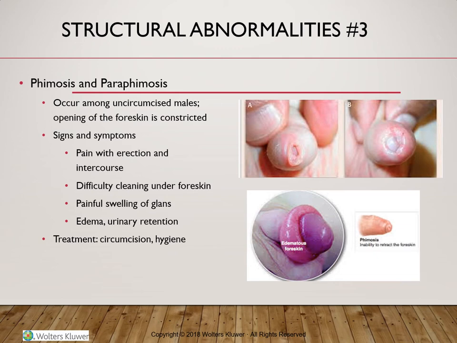If this condition continues, both of them, but especially paraphimosis, which is a bigger emergency, we end up with severe edema and urinary retention. The surgical procedure is the typical circumcision procedure that will remove the foreskin, and it is the only one that can fix the condition.